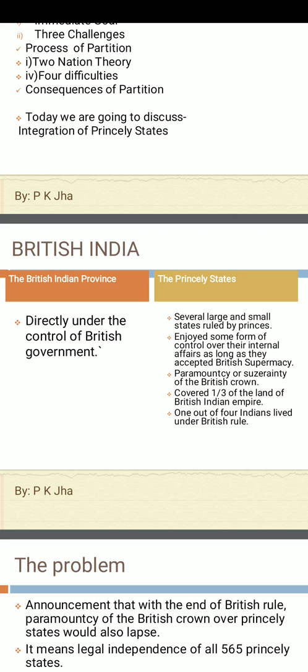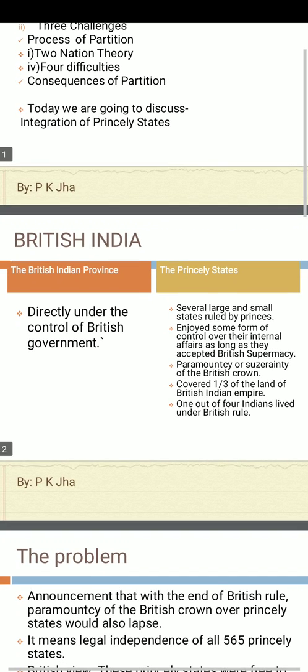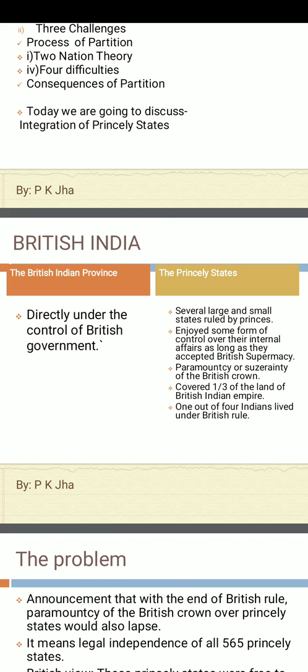And children, these princely states covered one third of the land of the British Indian Empire, means almost 33% of the land. And if we go in terms of the number of people, as per the estimate, as per the data, 1 out of 4 Indians lived under princely rule, which means 25% of people, if you go mathematically.